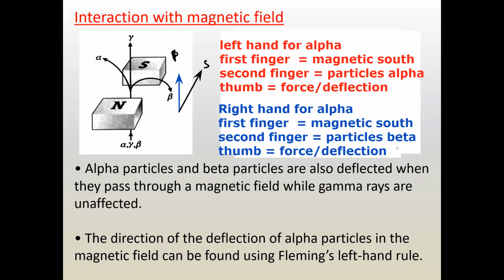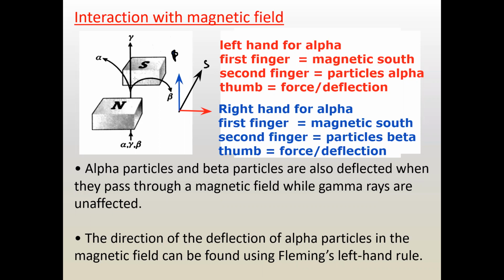When we apply the rule, the first finger is the magnetic field, which is pointing into the screen, and the second represents the direction of the particle, which is going up. As a result, what will happen? The thumb is pointing towards the right hand side. So the beta particle will experience a force towards the right hand side, or it will deviate towards the right hand side.